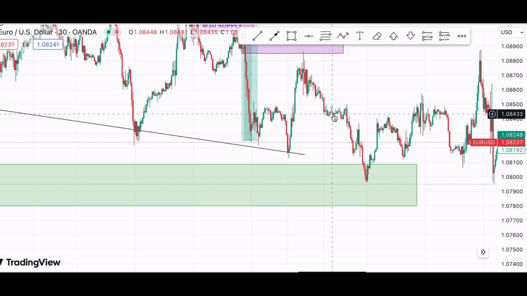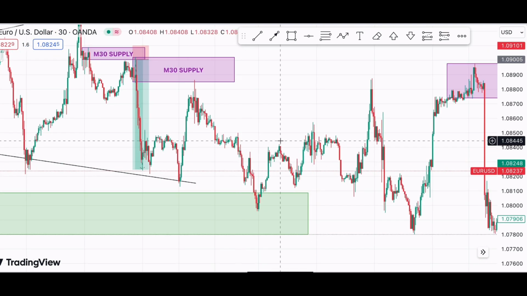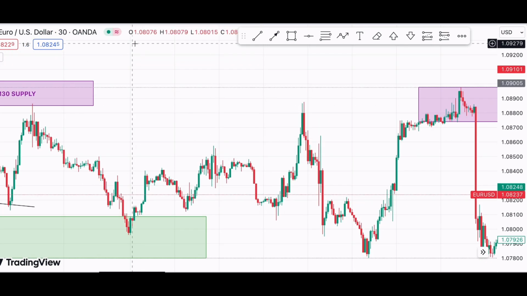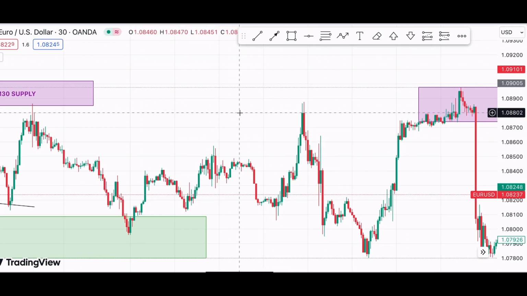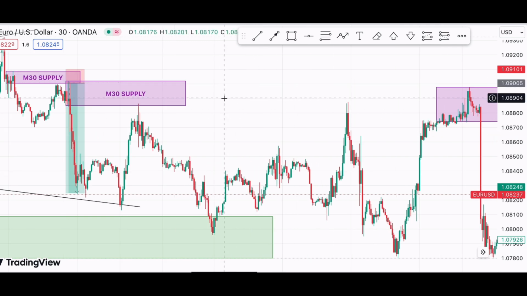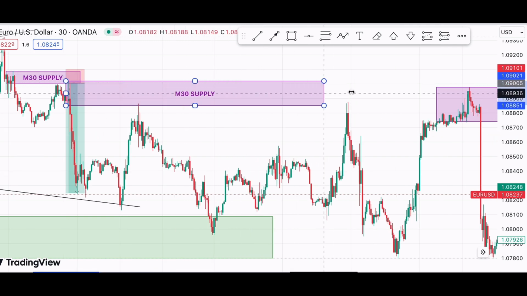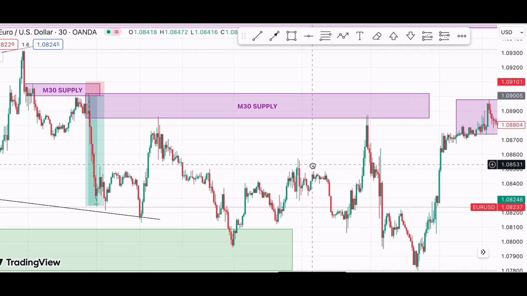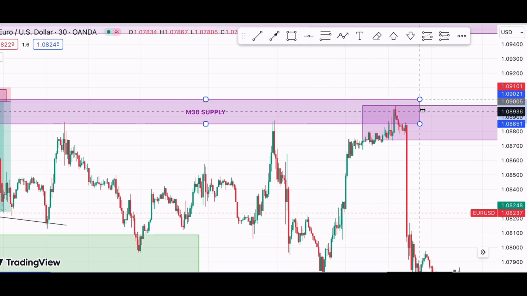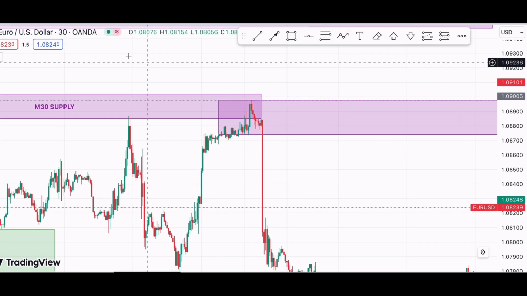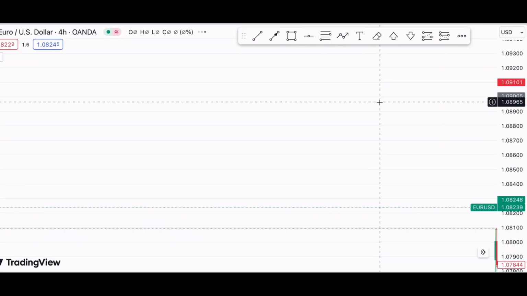Of course, same as well for the demand zone. Right, later we will see. But since this is a downtrend, usually we will focus on the supply zone. Right, this is the first touch, second touch. This is the third touch. You see?